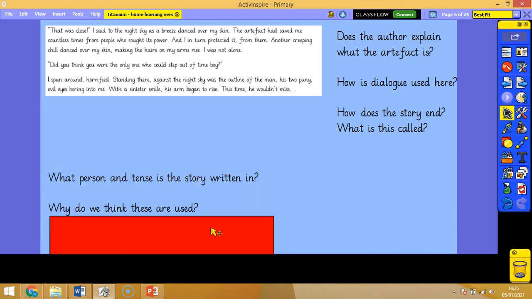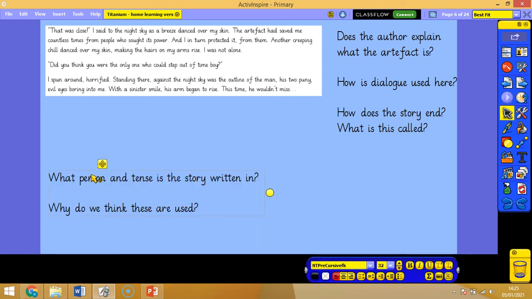Okay, so just to recap a few things. This story is written in first person, so there's the use of I. So it's written as if somebody is retelling it. Okay, and it's also written in past tense as well, as if it's already happened.